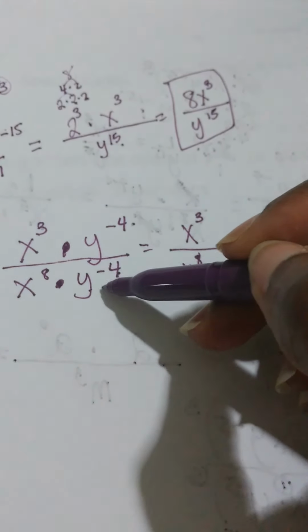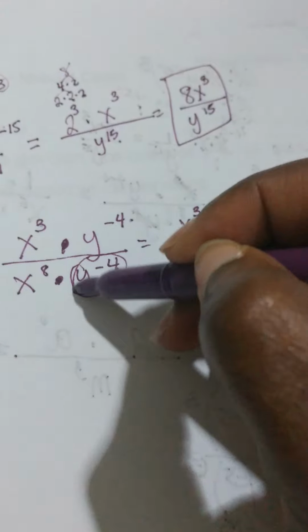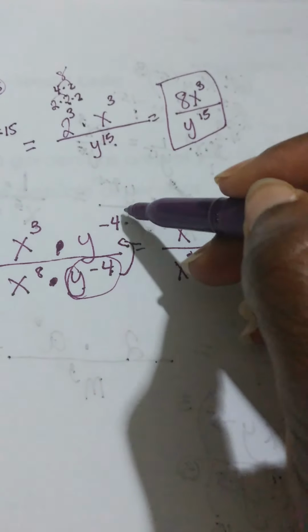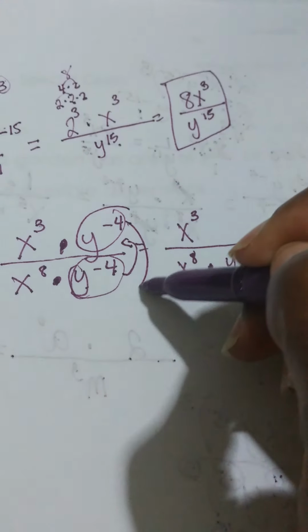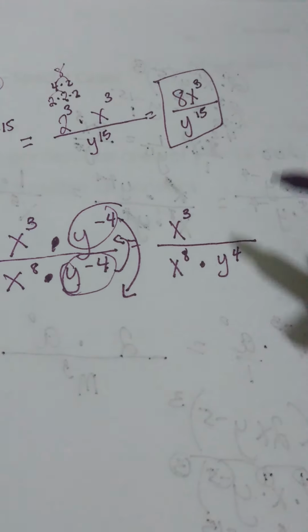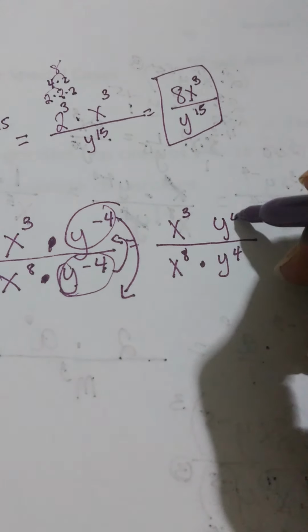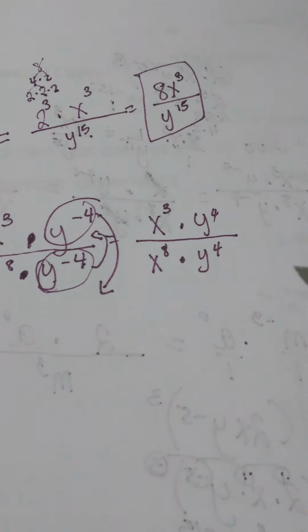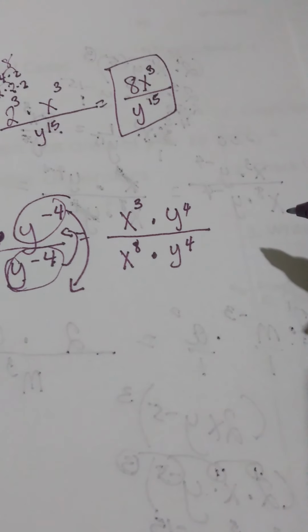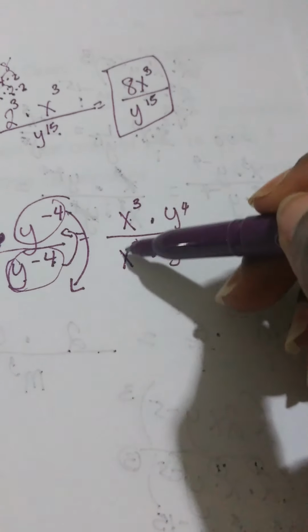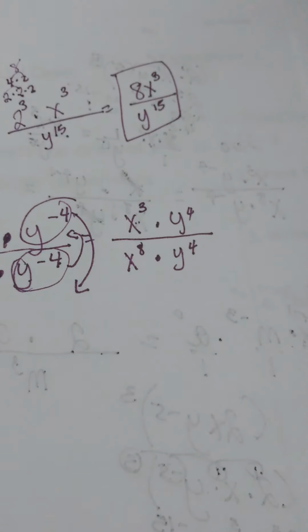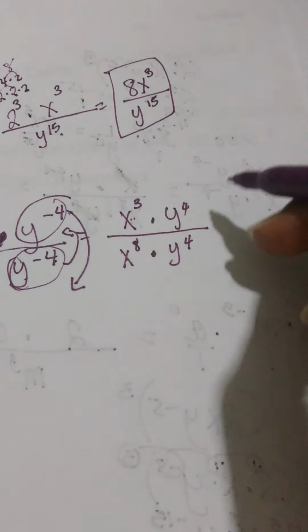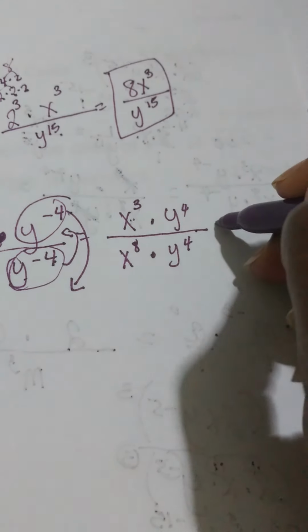Y to the negative 4 is also at the bottom, so I'll take that one and bring it up top. I'll take this negative exponent, bring it up top. This negative exponent, I brought it down to the bottom. So I flip them around, even though they are the same thing. And now they become positive. So now my bases are the same. Remember to subtract the smallest from the largest. Why? Because I'm dividing.